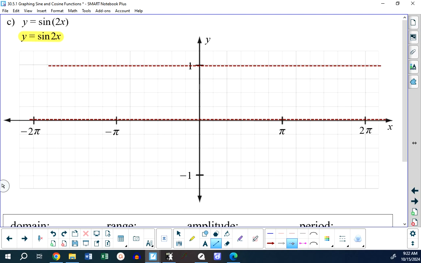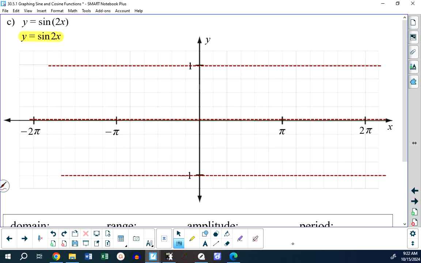these are the kind of guidelines for whatever we sketch. And there's no reflection here because A is 1, so this graph will start here and it will go up. That's the start point and it will go up.